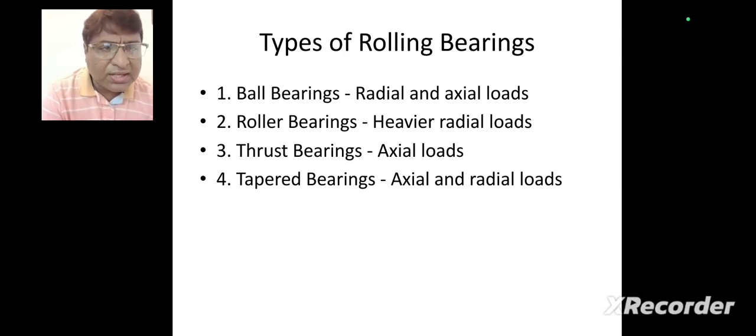So what are the types of rolling bearing? That are ball bearing which have radial and axial loads, roller bearing which has heavier radial loads, thrust bearing which has axial loads, and tapered bearing which have also axial and radial loads.